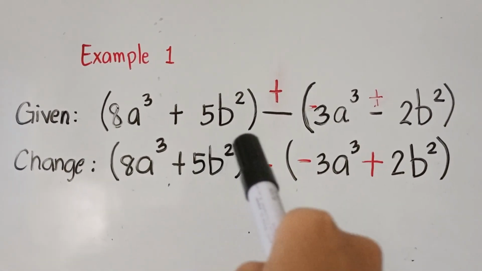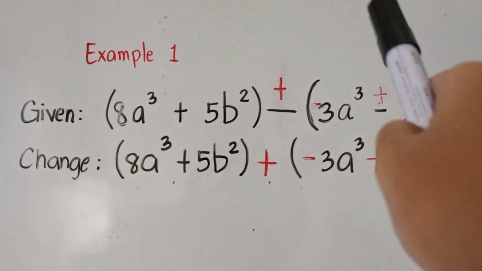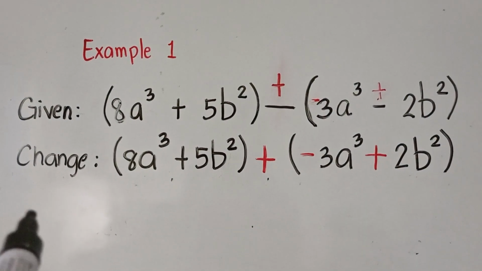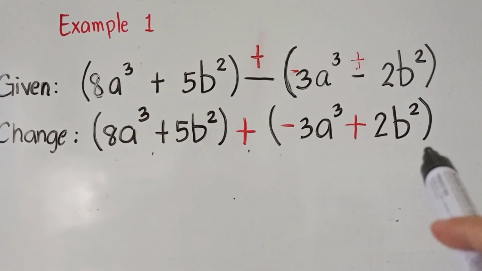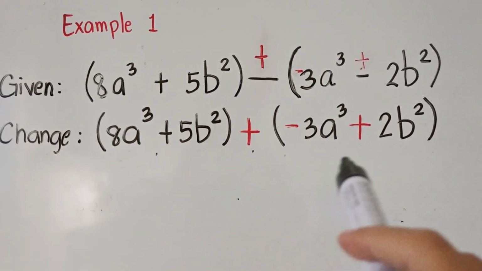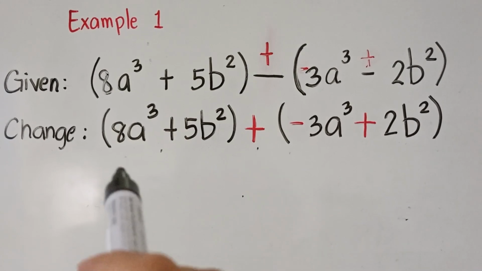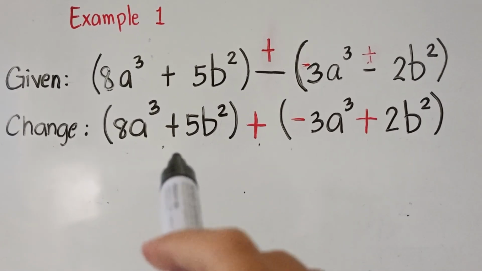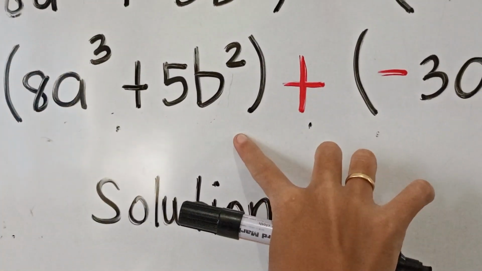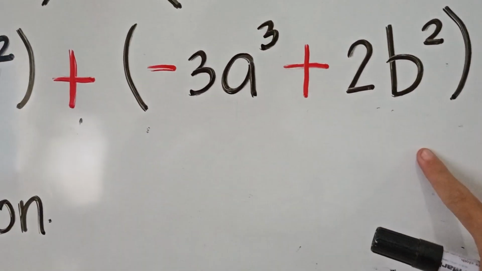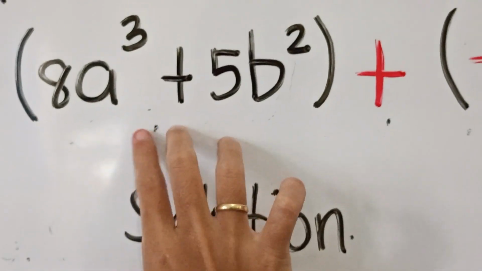So if we are going to rewrite all the changes of the given, it will look like this. As you can see, it becomes addition already, and the signs of the subtrahend are already changed as well. However, the minuend keeps untouched. Now let's proceed in doing the solution, and we're going to rewrite again the minuend and the subtrahend.